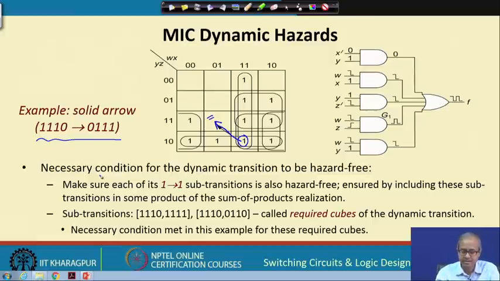See, the function was on, because this was not a true min term. So if you make this transition, for 1110 it should be 0. You look at the sub transitions; you will have to ensure that all these sub transitions are hazard free. You look at this implementation: here you have a transition W going from 1 to 0, and you have a transition Z going from 0 to 1.